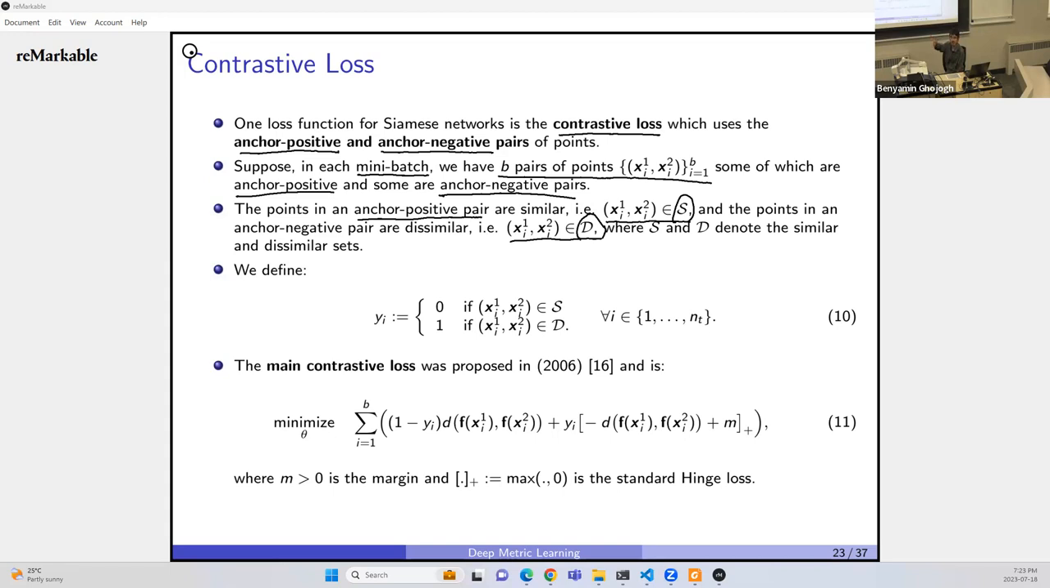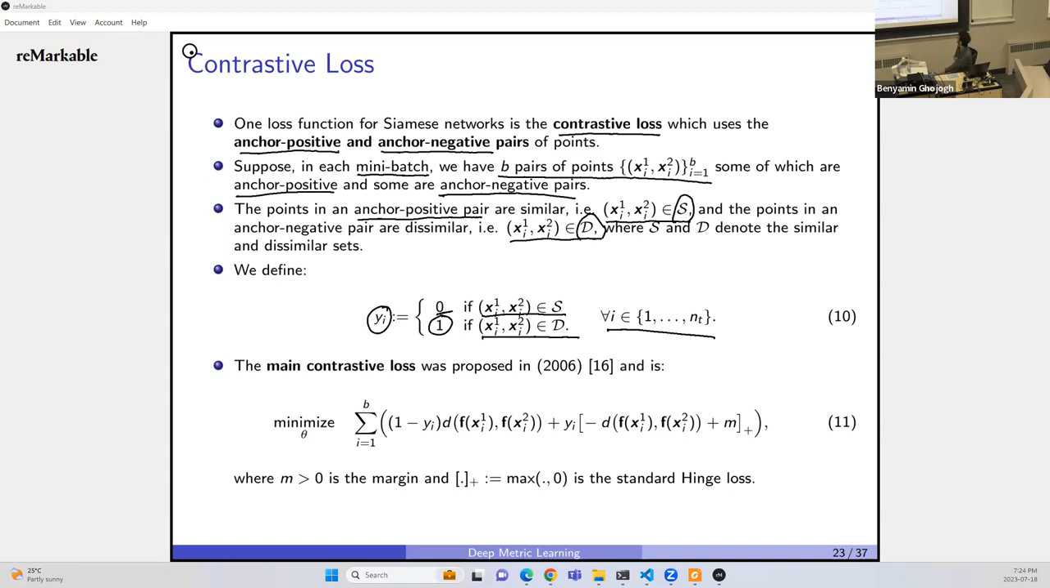It means that either they are in the same class if we have class labels. If we don't have class labels, we have found them in some techniques that we talked about, right? Okay. Then if I define yi to be zero if they are similar, and one if they are dissimilar, for all of the points, for all of the pairs.